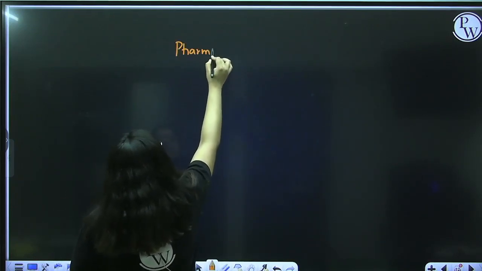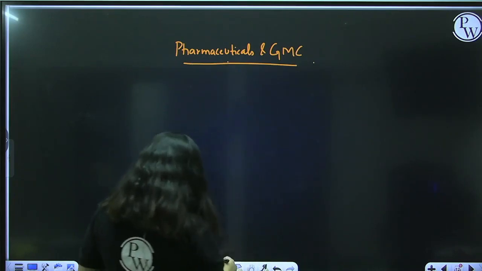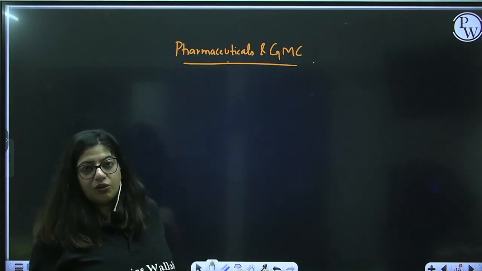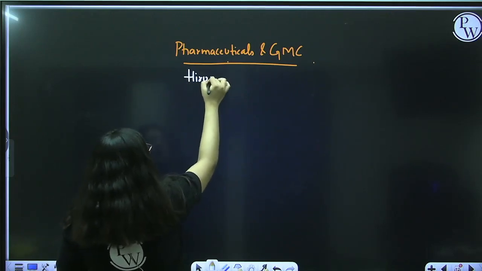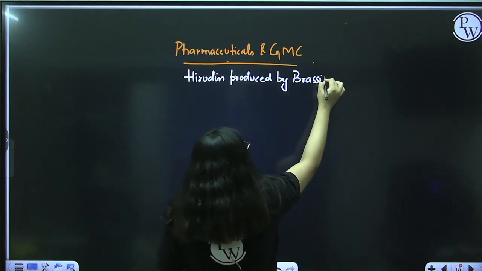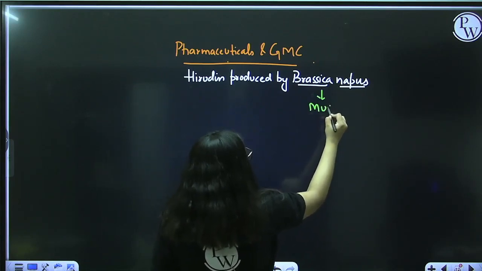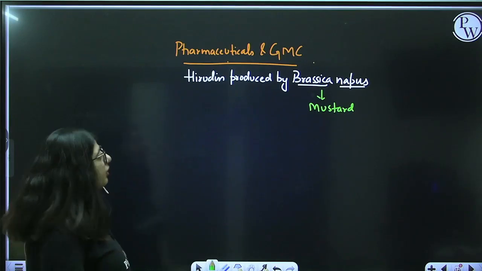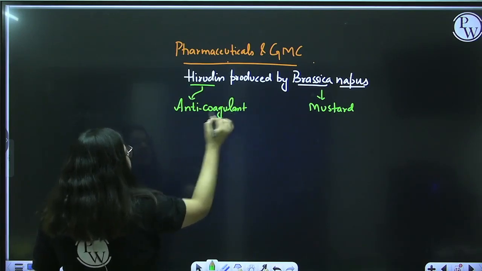Let's talk about the application of genetically modified crops in pharmaceuticals. Yes, in pharmaceuticals. The next example that we have is a plant known as Brassica napus, mustard, which is producing hirudin. As I've told you, Brassica is the mustard plant. And what is the mustard plant secreting? Hirudin. And hirudin is a powerful anticoagulant. An anticoagulant is something that prevents blood clotting.